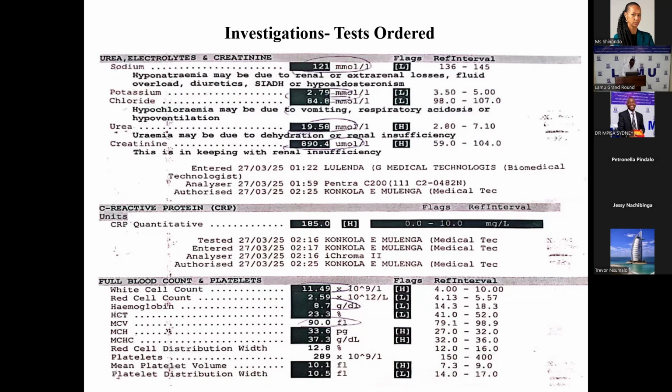Moving on to the C-reactive protein, a quantitative CRP was done and CRP was elevated. The full blood count, platelets, and differential count were also taken. So the white cell count was high. The red cell count, hemoglobin, and HCT were all low. The MCH and MCHC were high. The mean platelet volume was high. The platelet distribution width was low.